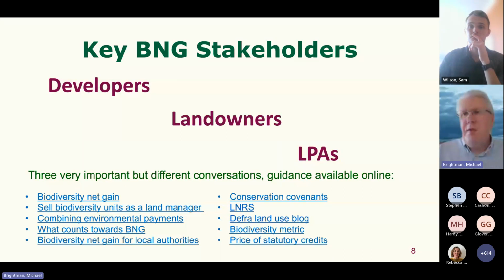When you get the slides, these URLs, these links take you to those pages. A number of them are on gov.uk, such as biodiversity net gain and selling biodiversity units as a land manager. The biodiversity metric site is the Natural England Access to Evidence, and the biodiversity net gain guidance for local authorities is on the PAS website.